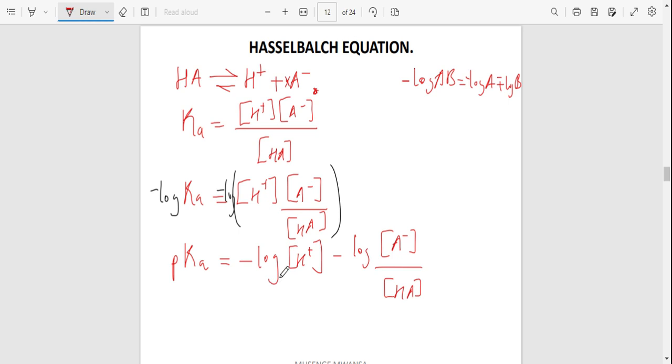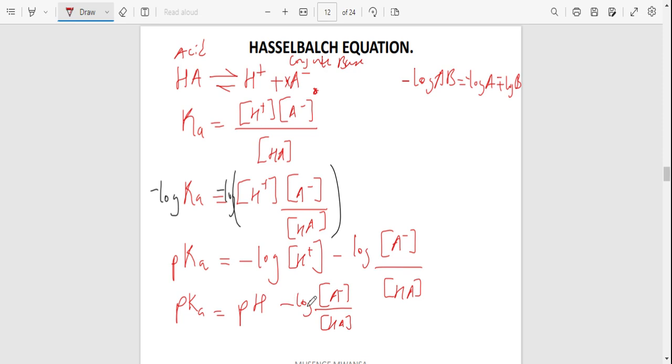From here, what are we going to have? We know negative log of hydrogen concentration. So this is going to give us pKa being equal to pH, and then minus log concentration of A minus divided by HA. Now we already said this is the acid, and then this is going to be the conjugate base.